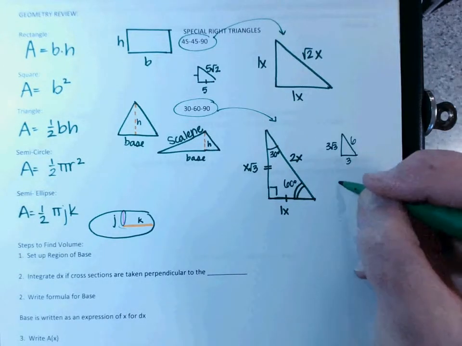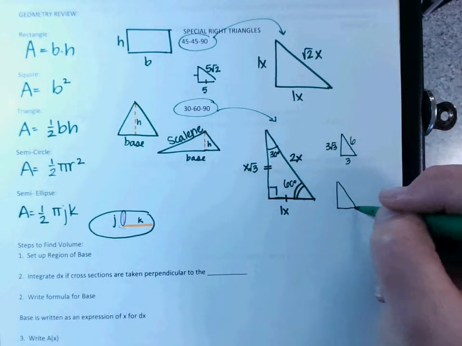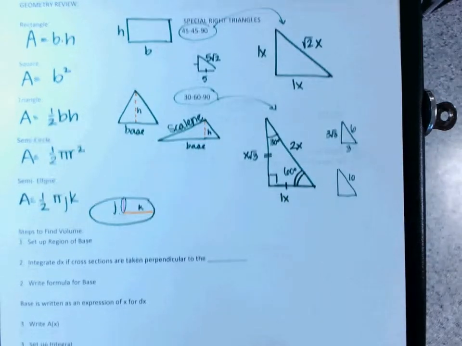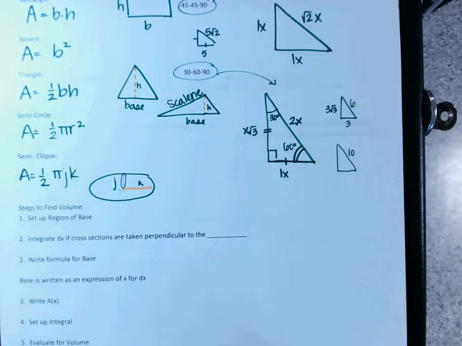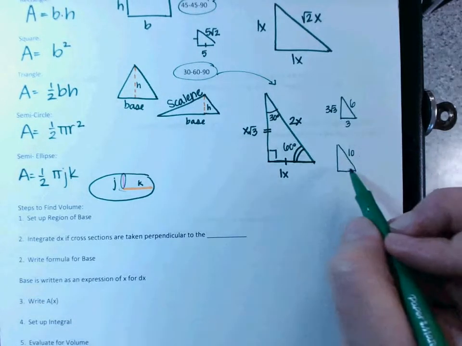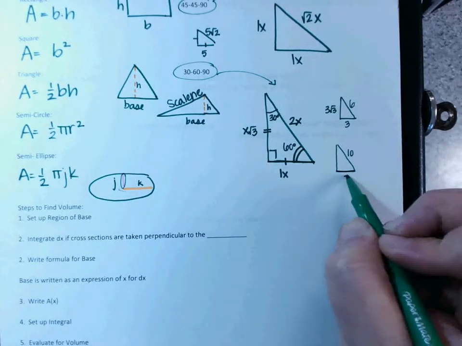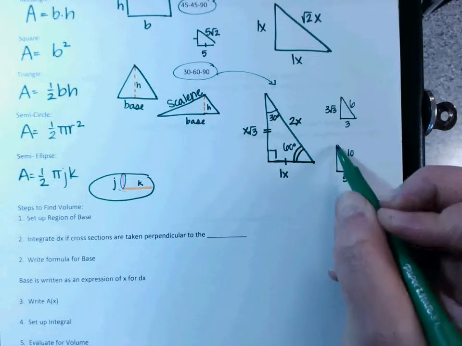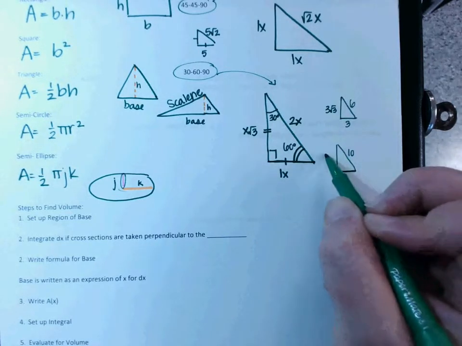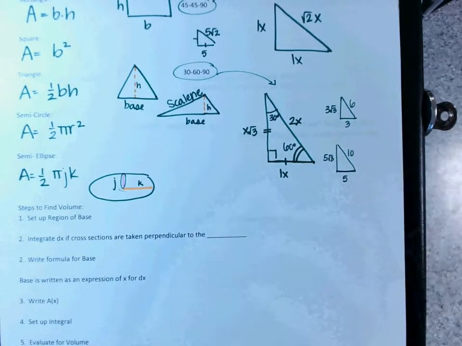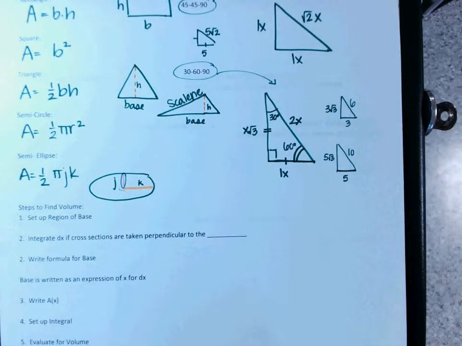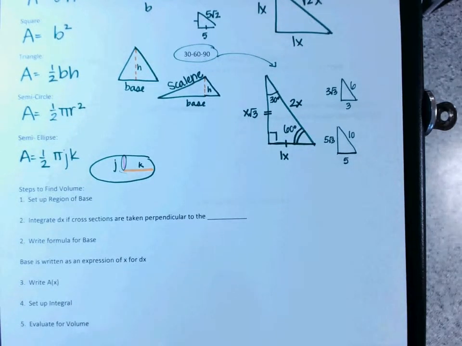Let's say this time that you know that this side is 10. Well, the hypotenuse is always double the shortest side. So how long would this side have to be? 5. And if this side is 5, then how long does this have to be? 5 root 3. Got it? Remember that? Okay, good. We'll do more with that in a bit.